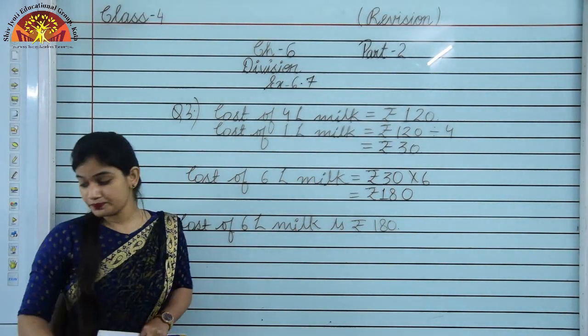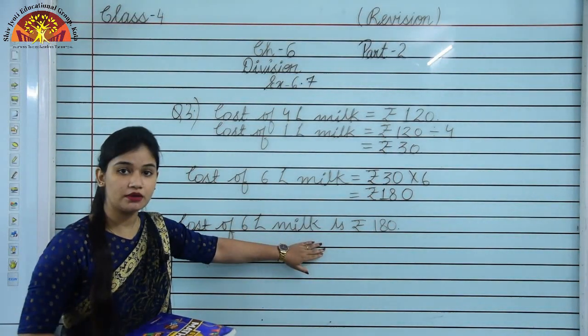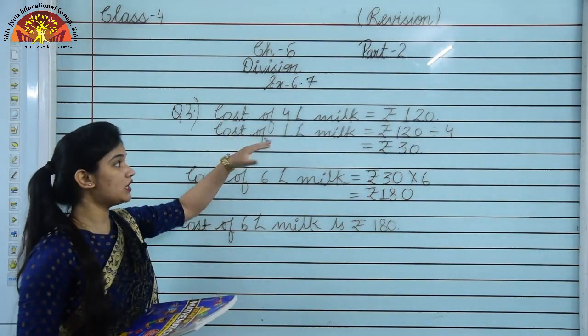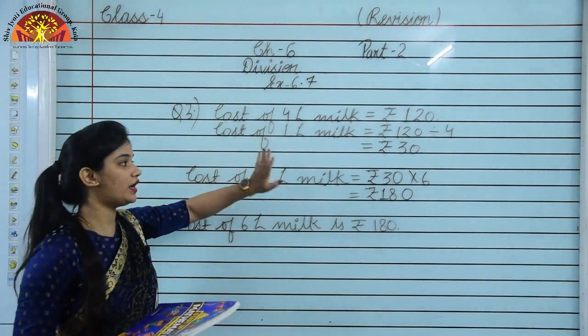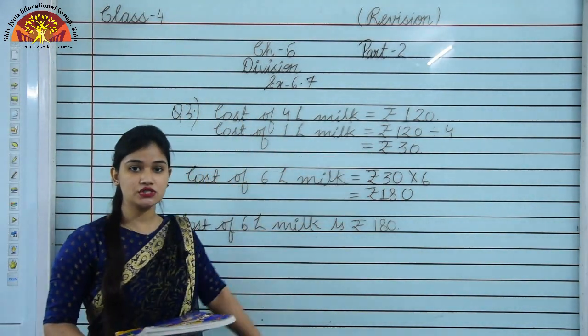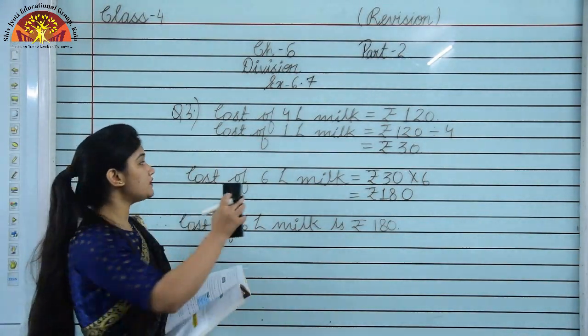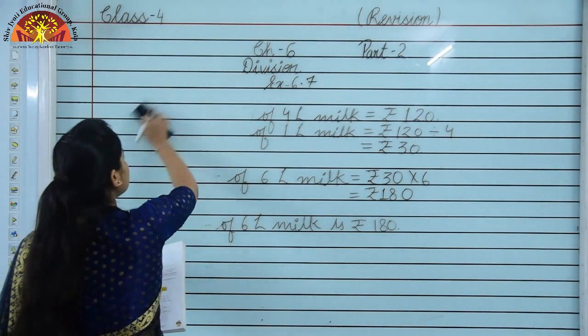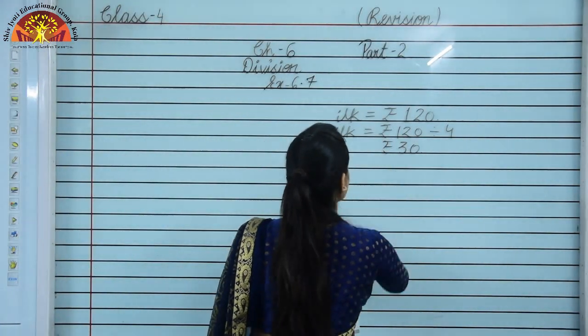So whenever you are finding for more than 1, you will multiply the numbers, and whenever quantity for more than 1 is given and you are finding for 1, you have to divide the numbers. Is it clear students? So in this way you can solve the word problems also. Now we'll see the next topic, that is simplification of exercise 6.8.